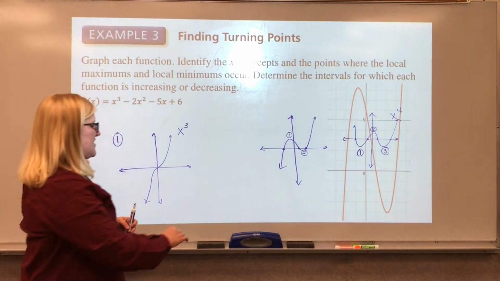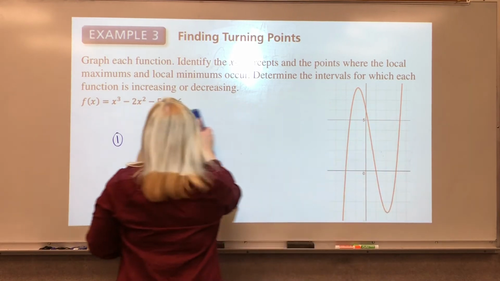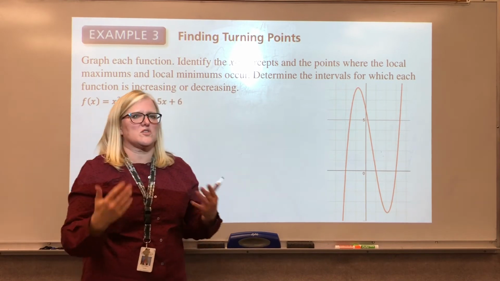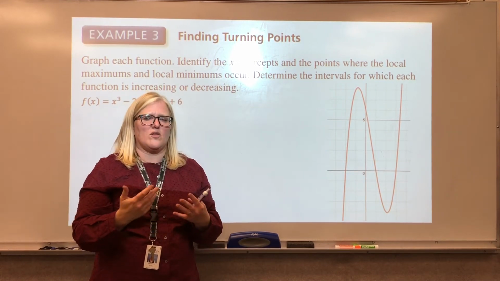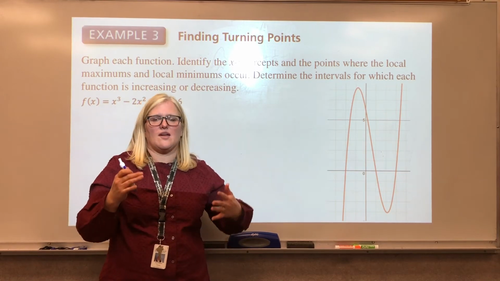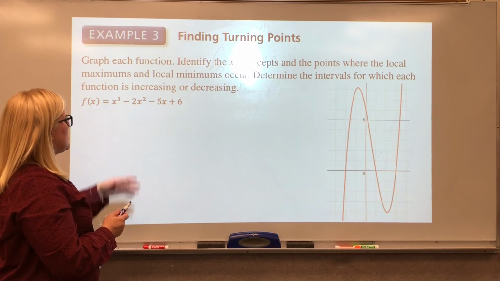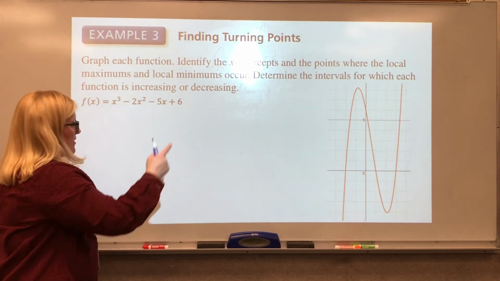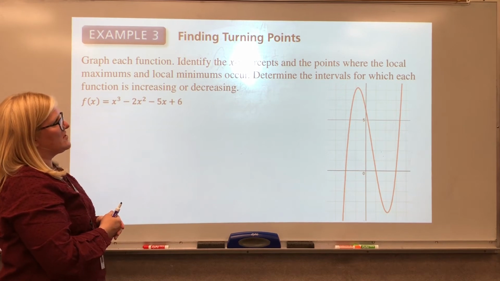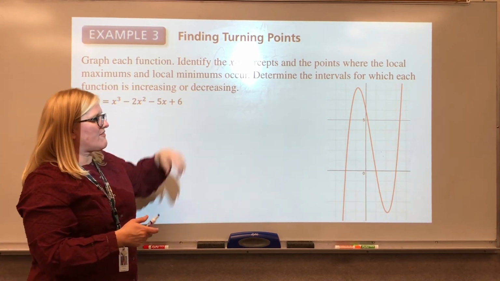All right, so finding our turning points. If you read the book, it's a little confusing because the book tells you to use a graphing calculator, and I know that most of you don't have one. So we're doing the best we can with what we've got. This says graph each function, and I've graphed it already. Identify the x-intercepts and the points where the local maximums and local minimums occur. So let's do that first.